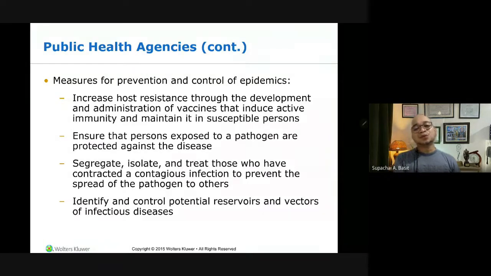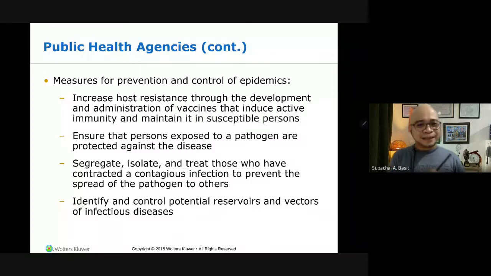We have to segregate, isolate, and treat those who have contracted a contagious infection to prevent the spread of pathogens to others. That's why during the COVID-19 pandemic, and even now, we have these isolation areas. Each LGU is expected to have isolation areas. These public health agencies are also supposed to identify and control potential reservoirs and vectors of infectious diseases.